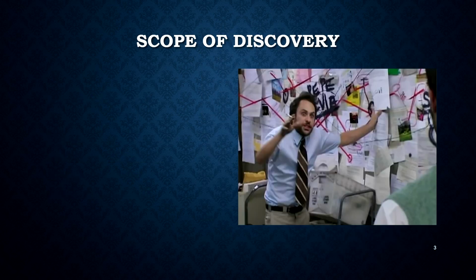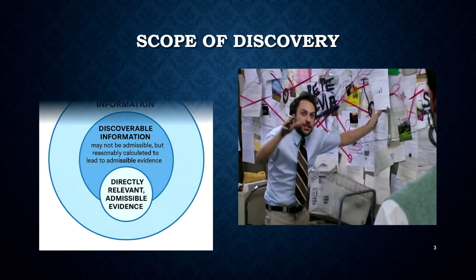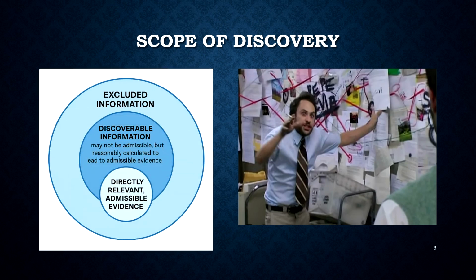As far as the scope of discovery, think of discovery as having 3 layers of information. At the center, we have the most important material, evidence that is directly relevant and admissible in court. This includes things like signed contracts, medical records, or eyewitness statements.